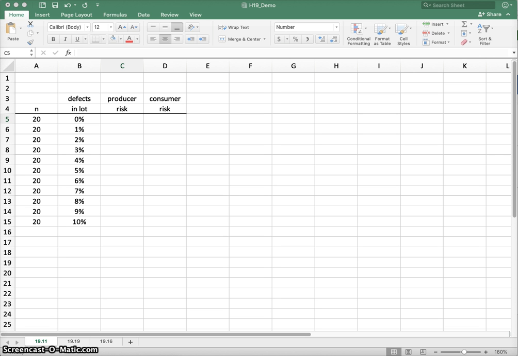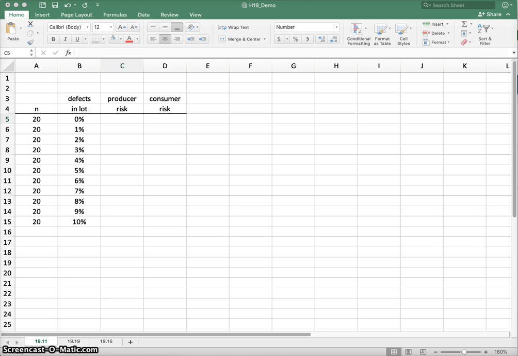The consumer's risk is the opposite. It's the risk of accepting a bad lot. So I didn't find any defects in the sample, so I accept it, but actually there's like 20% of them that are bad. But I just didn't happen to pick a bad one. That's the consumer's risk. So it's a statistical risk based on the sampling.